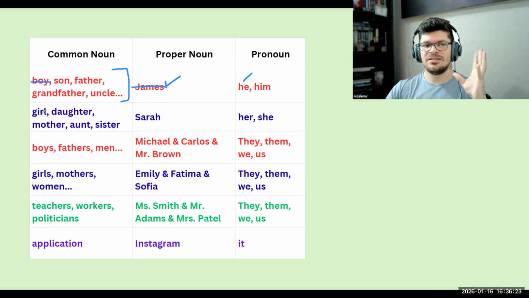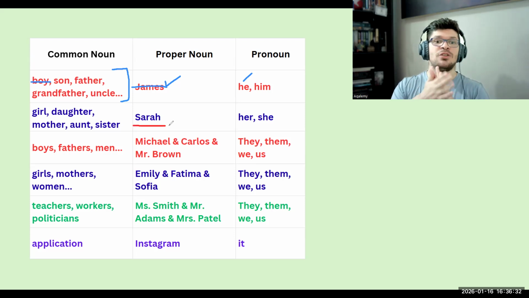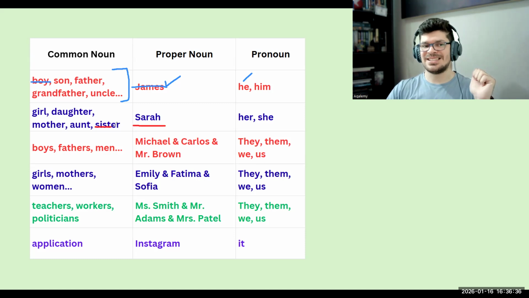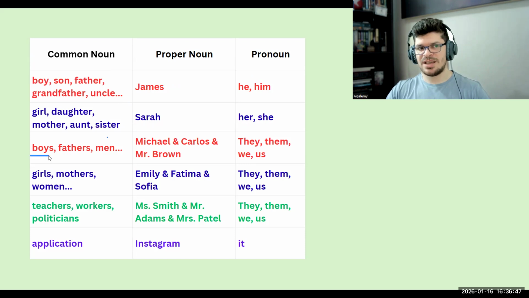Girl, daughter, these are female. In this situation, we change the name to Sarah. If you don't know the name, or if you don't want to say sister, you will say her or she. Okay. Let's look at the plural situation. Boys and boy. Be careful. Fathers, father. Men, man.